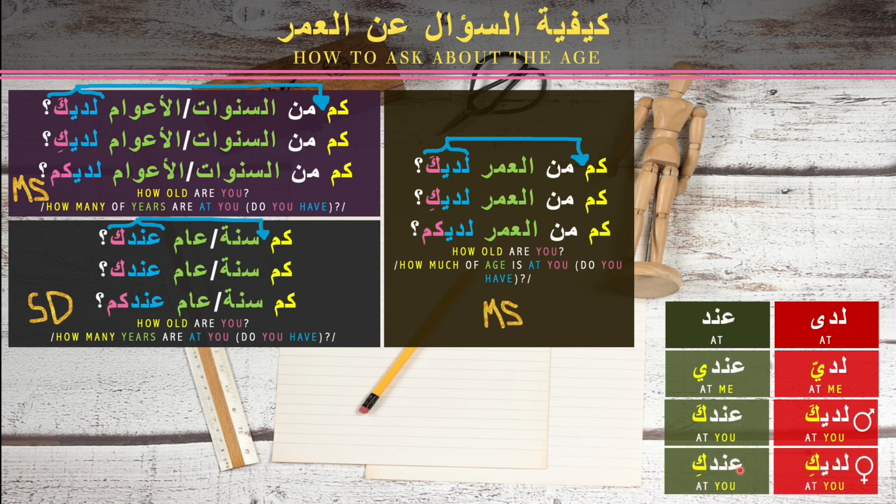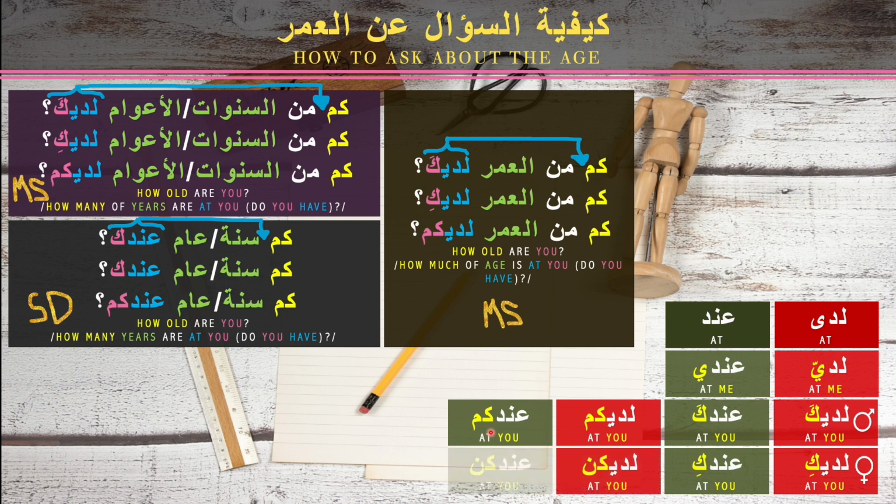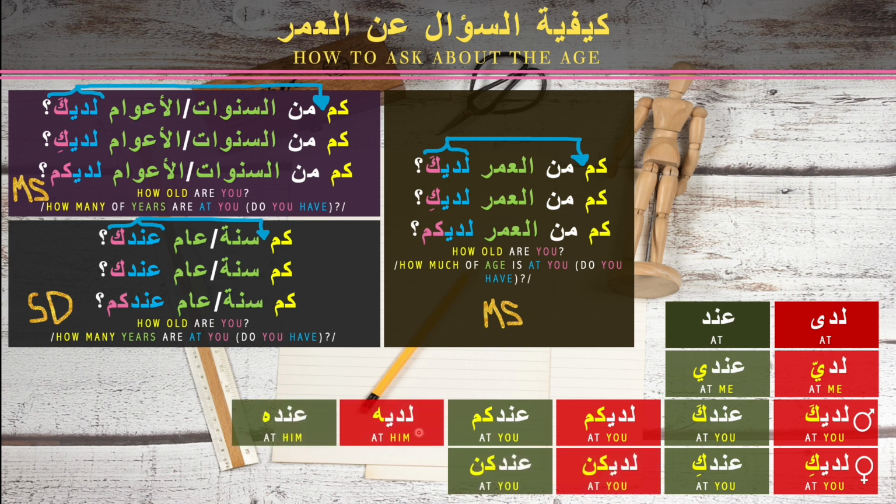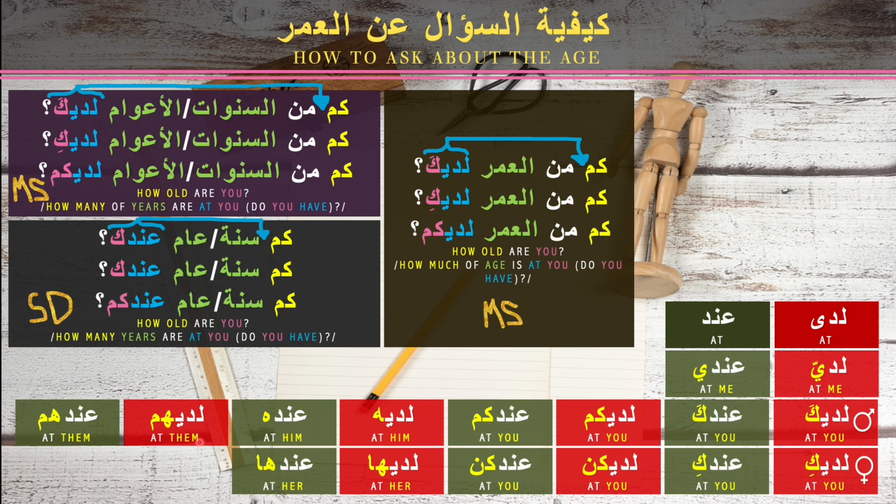لديك, عندك, to feminine singular. لديكم, عندكم, to masculine plural. لديكن, عندكن, to a feminine plural. Then لديه or عنده, at him. لديها, عندها, at her. Then لديهم or عندهم, at them, to masculine. Or لديهن, عندهن, at them, feminine plural.